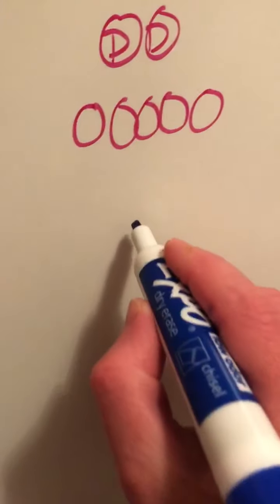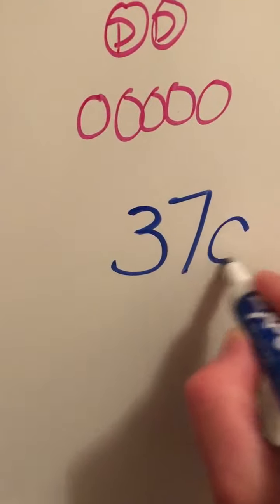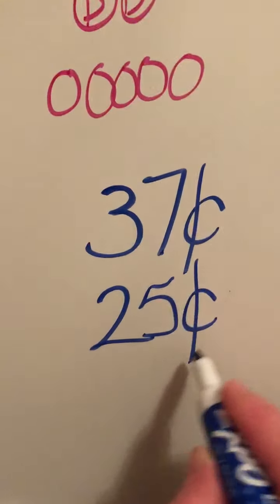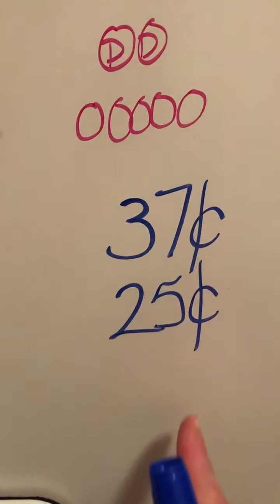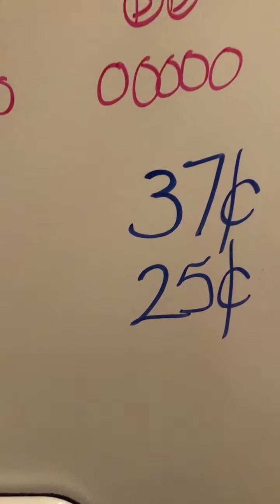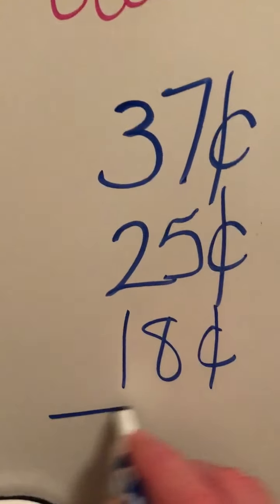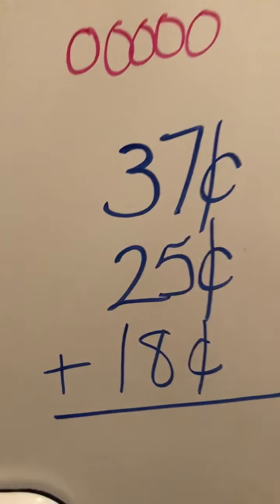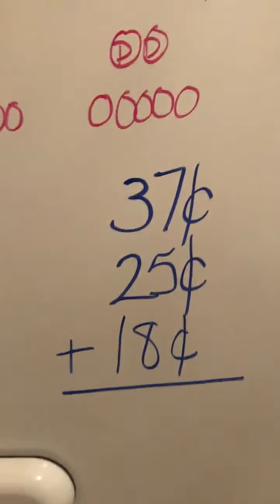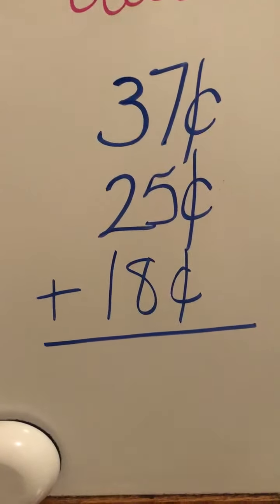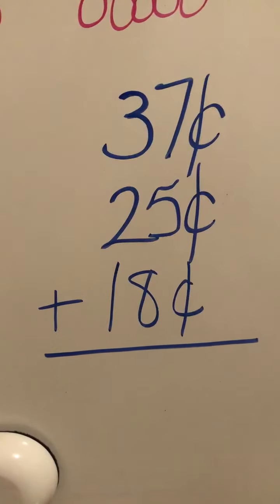Okay, so we'll have 37 cents, 25 cents, and I have to be careful that I'm putting my ones on top of my ones and my tens on top of the tens, and 18 cents. I have everything lined up here. Okay. Now, we're adding 3 two-digit numbers, aren't we? This is basically the exact same thing you're used to doing, except we just have an extra number in there now. We're going to do the same method.